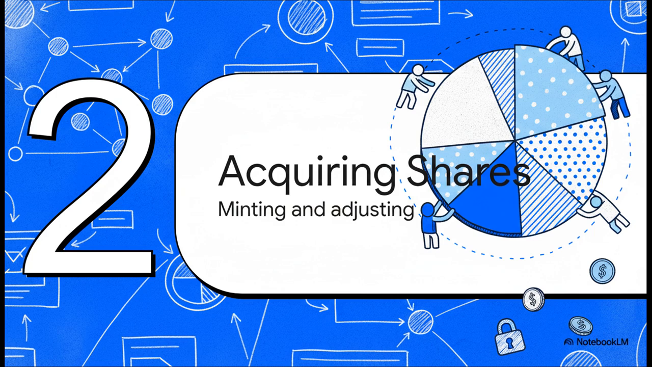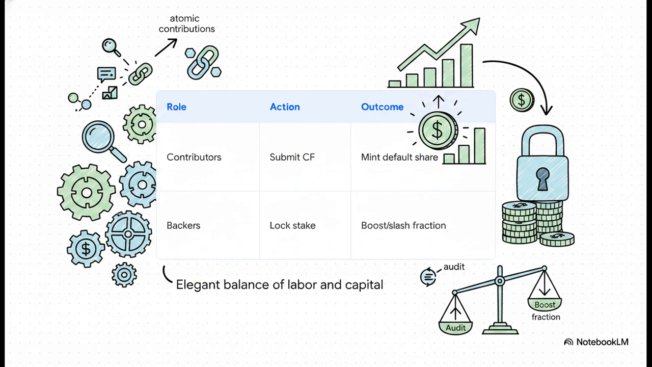Moving on to Section 2. Acquiring your fair share. Let's see how these fractions are actually minted and adjusted. This is where we see a really elegant balance between labor and capital. On one hand, you've got knowledge contributors. These are the providers and validators doing the heavy lifting by submitting atomic contributions. When their work gets accepted as a CF, the protocol automatically mints a default share for them, right according to the task policy.